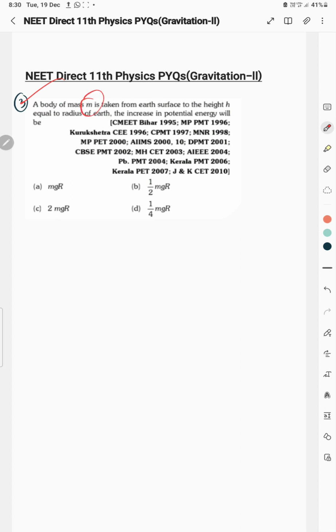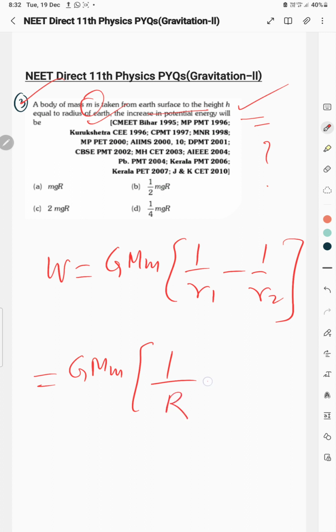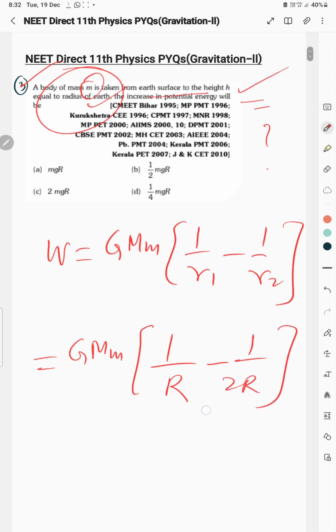A body of mass m is taken from Earth's surface to a height h equal to radius of the Earth. How much will the increase in potential energy be? This is what we have to find. Well, it's quite simple. Work done in moving a particle from one point to another against the gravitational forces is given by this formula. You start putting the values. It is gmm by r1. It is on the surface of the Earth, so it is r. Now it's taken to another height h above Earth's surface. The total distance from center of Earth becomes now 2r.